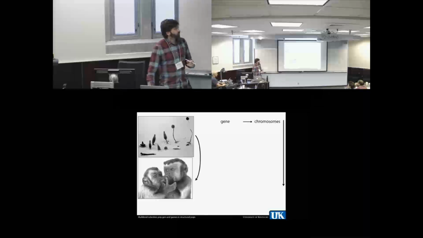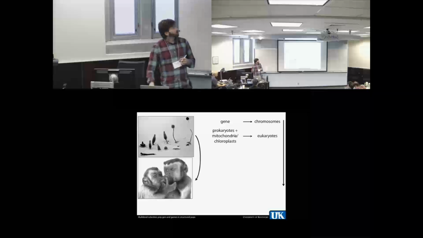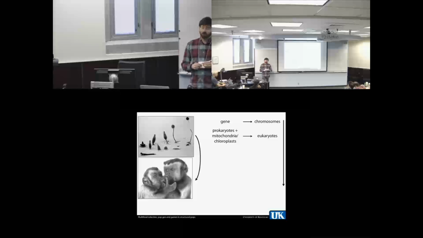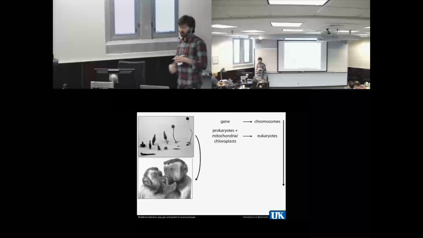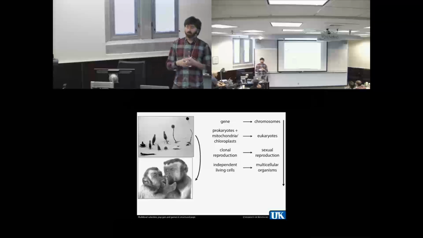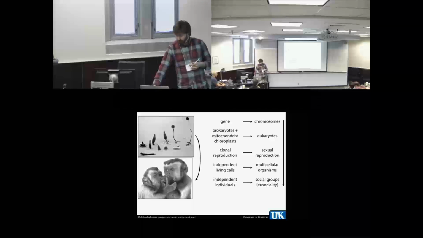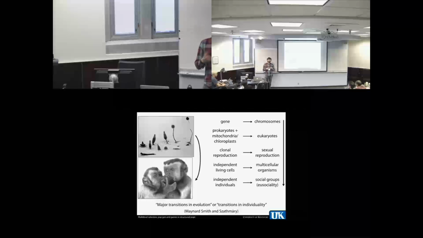So we could think of genes coming together, in a sense almost cooperating, to form chromosomes. At a higher scale, prokaryotes, in the form of ancestral unicellular organisms that were the ancestors of mitochondria and chloroplasts, came together to form eukaryotes. And going up, we can even think of clonal cells coming together to do sexual reproduction, independent living cells coming together to form multicellular organisms, and then finally, these independent individuals coming together to form social groups, and those social groups becoming so social that sometimes they can be thought of as an evolutionary individual in their own right.